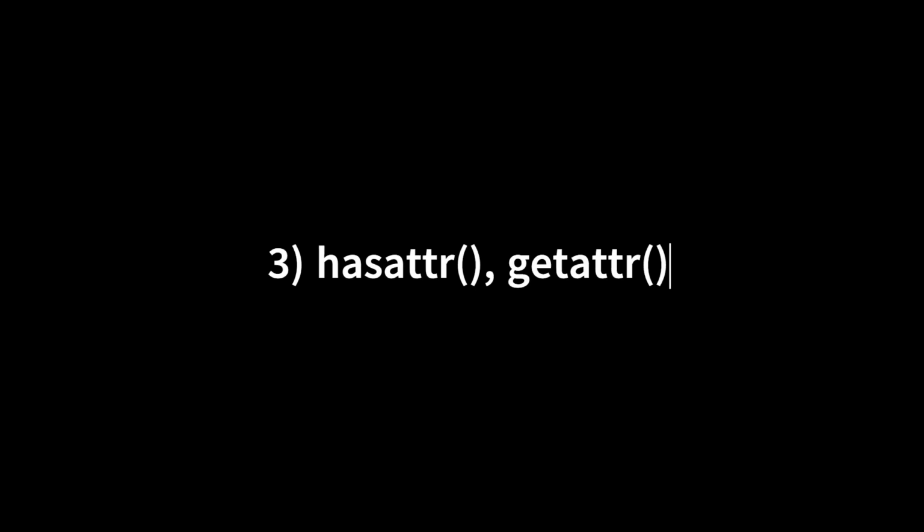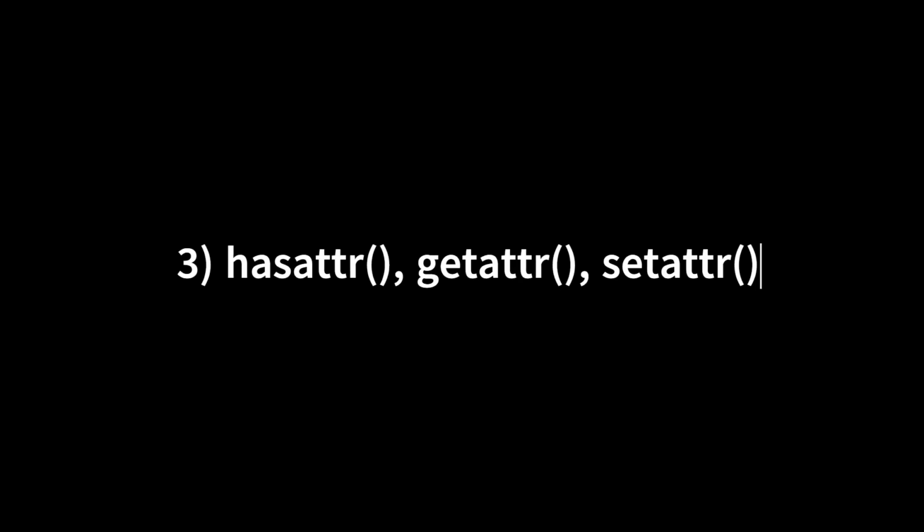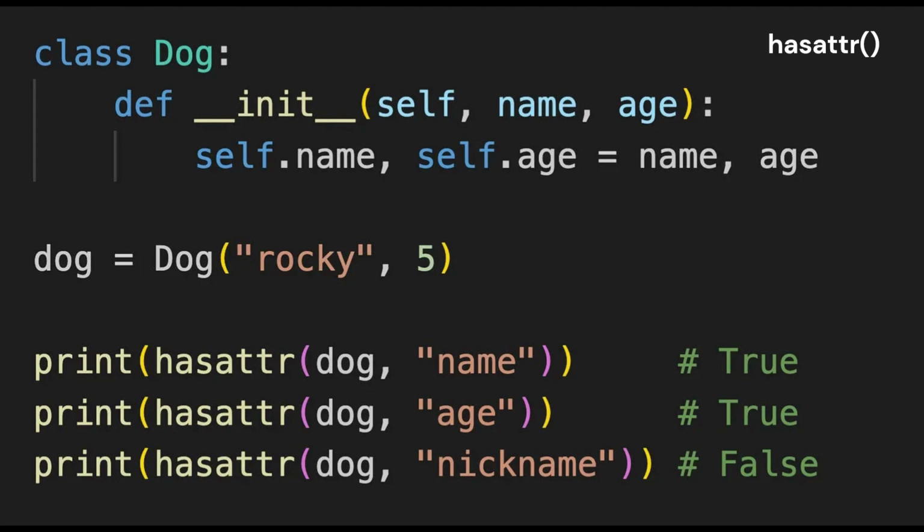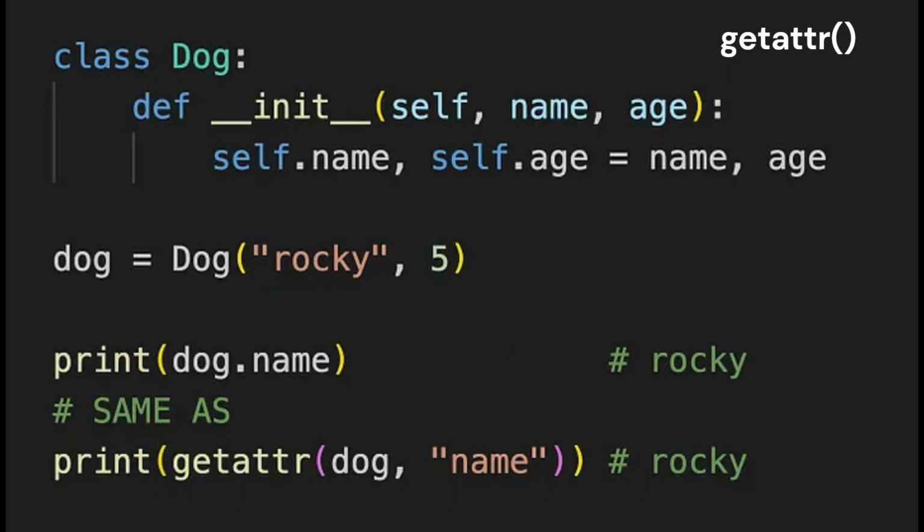These four built-in functions help us easily deal with objects and attributes. Want to check if an object has a specific attribute? Use hasattr. It returns true or false. getattr lets you retrieve the value of an attribute, even if you don't know its name at runtime.